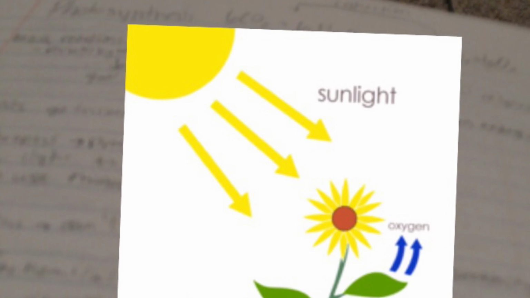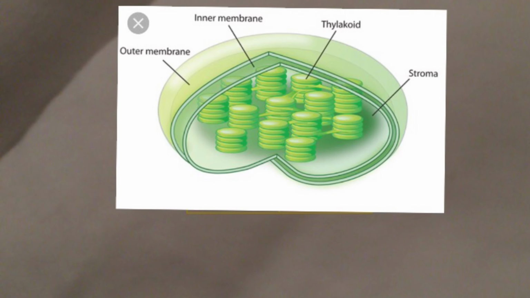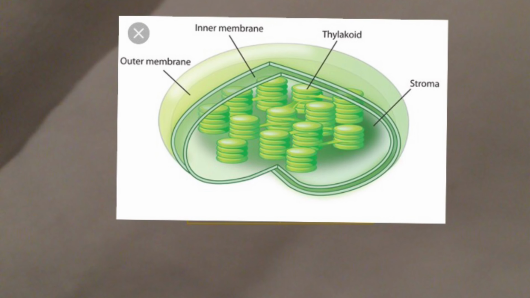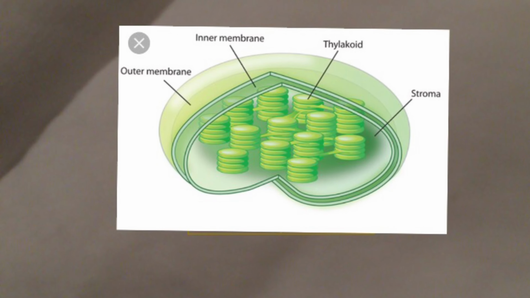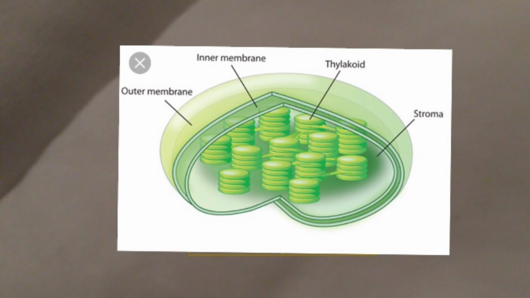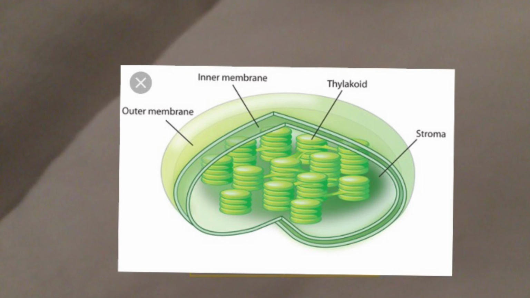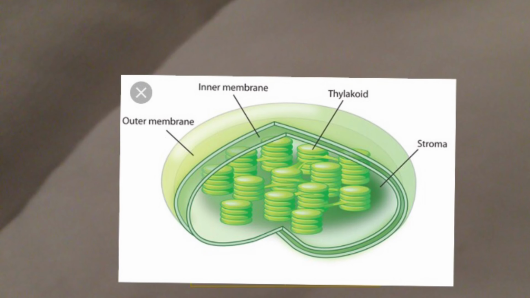Then we have the mesophyll cells. They have tons of chloroplasts in them, where photosynthesis happens. The chloroplasts inside of leaves have an outer membrane and inner membrane. They have a granum, which is a stack of thylakoids. A thylakoid is one of those green things. They have grana, which is all of the stacks of thylakoids, and then stroma, which is the liquid in the chloroplast.